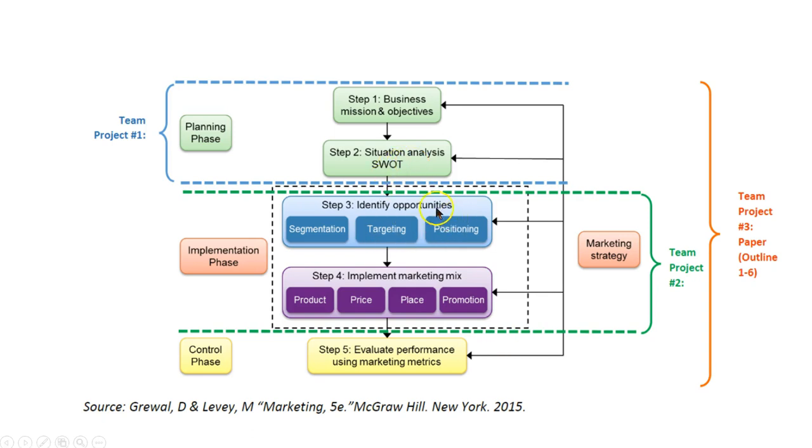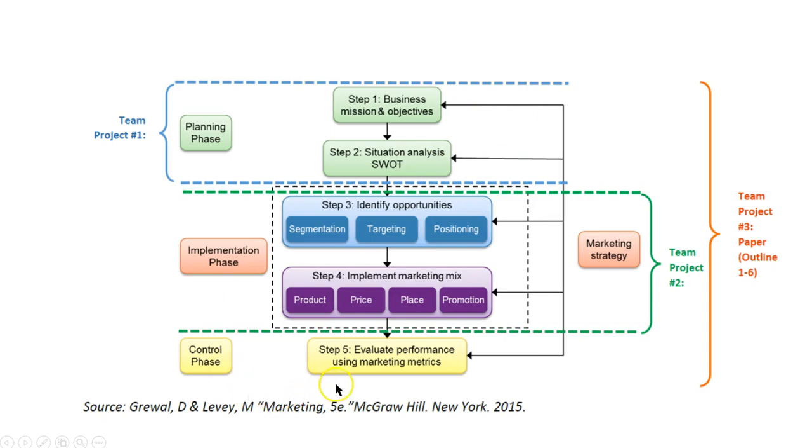And that will consist of identifying opportunities through a process called segmentation, targeting, and positioning, otherwise known as STP in the marketing world. And as a result of that work, you will then develop certain marketing strategies around the 4 P's of marketing, also known as the marketing mix. And those are product, price, place, and promotion. This portion will be the meat of your team project 2. You will also incorporate steps 1 and 2 here, but we'll discuss that in a moment.